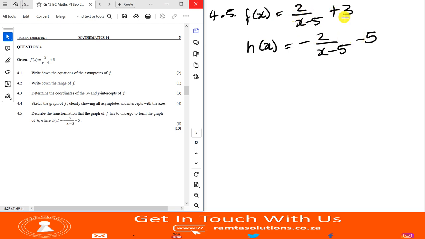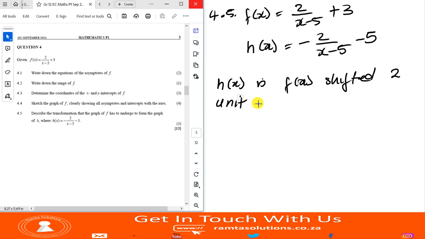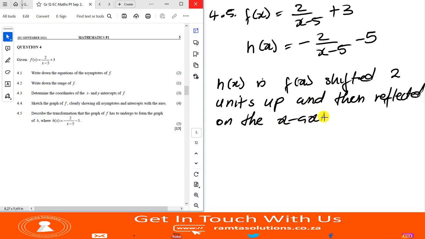Negative, negative. This was positive, positive. I know what it means. So I want to tell you this. First, h of x is f of x shifted 2 units up, and then reflected on the x-axis. I'm going to show you step by step, okay? Do you want me to show you?